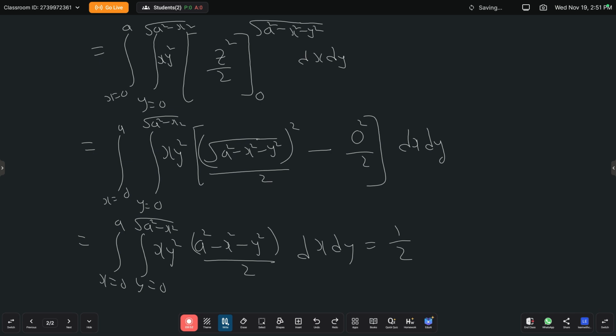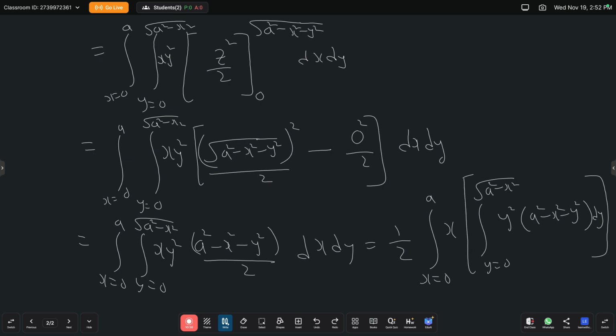Next the limits are for y, so we have to integrate with respect to y. While integrating with respect to y, we have to treat x as a constant. Here x is from 0 to a, so x is also a constant, so I am writing it outside. Now integral y is from 0 to root a square minus x square, so we have here y square into a square minus x square minus y square into dy, into dx.